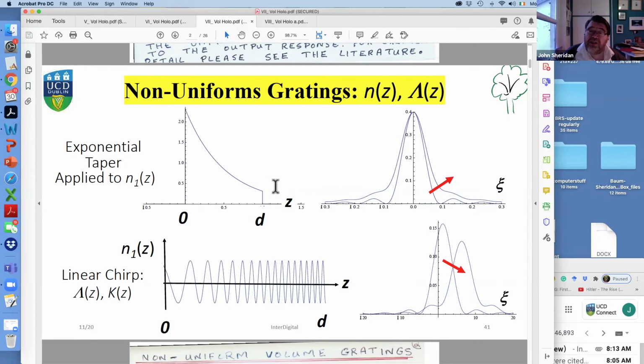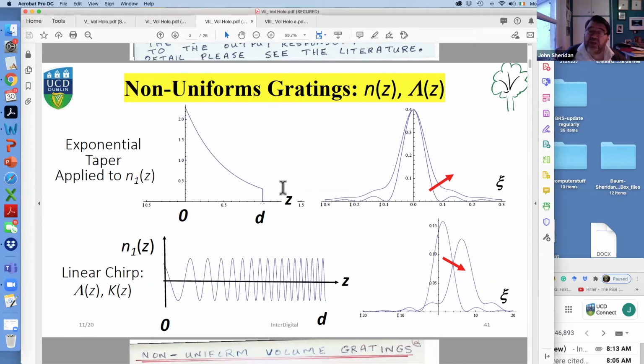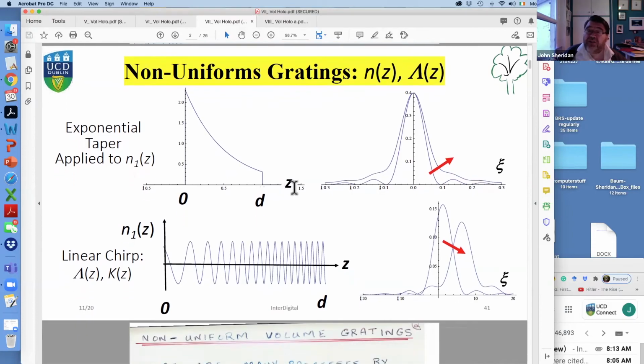It's not going to be so simple as an exponential decay. However, it's a pretty good approximation for a lot of situations. If I then look at the off-Bragg term, what's going to happen? Well, if I've got a perfectly uniform grating, I get this sinc-like function. We have a maximum and we have zeros, and we've got side lobes that are nice and symmetric.